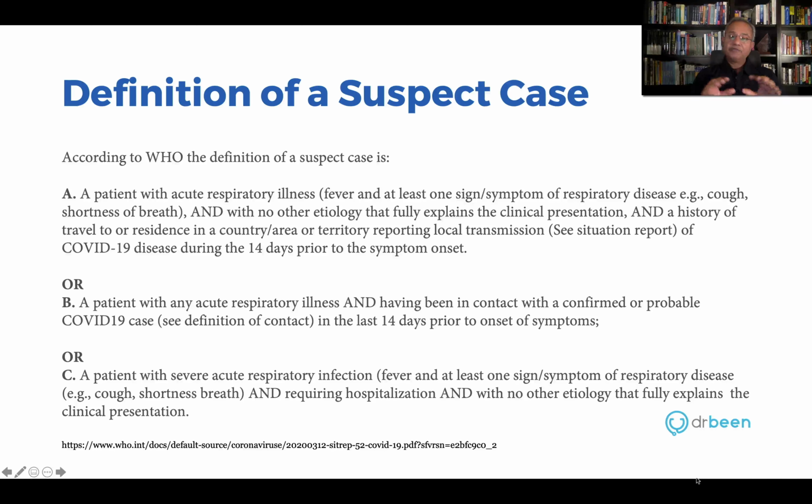And then a patient with severe acute respiratory illness, fever, shortness of breath, respiratory symptoms, maybe cough, sneezing, and they require hospitalization. And so the situation is so bad that they have to be hospitalized, and there is no other reason to explain why all of a sudden they have developed this. So all of these cases make a suspected case of coronavirus or COVID-19, that is SARS-CoV-2 virus.